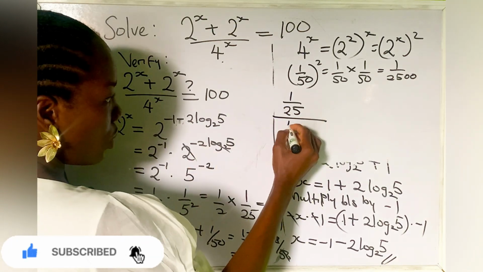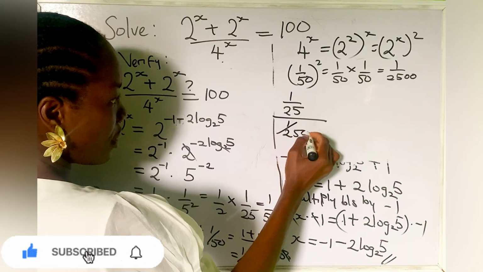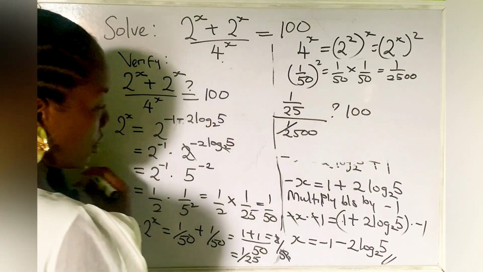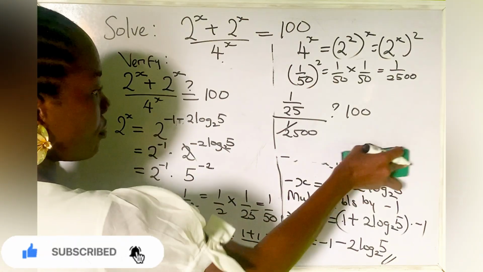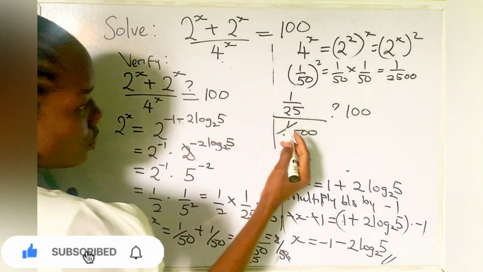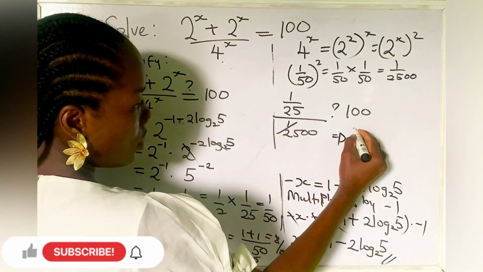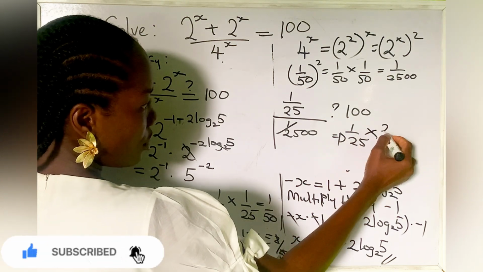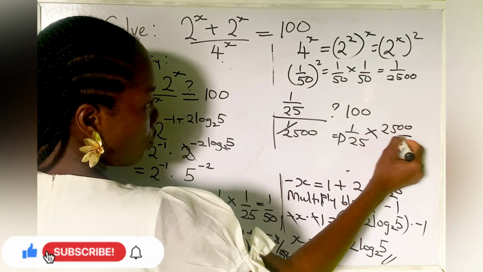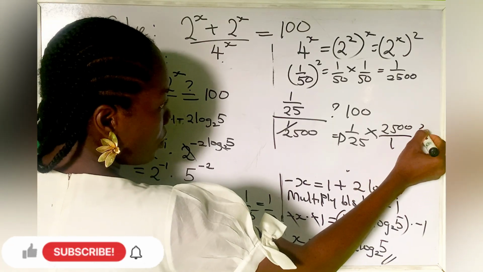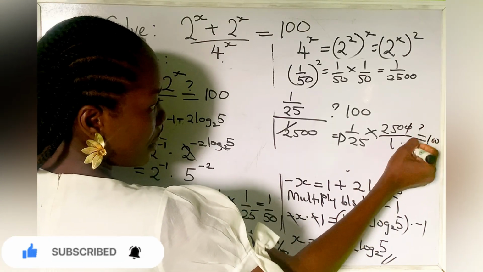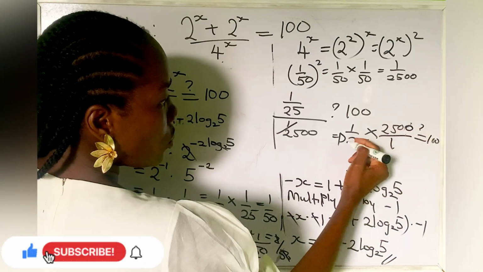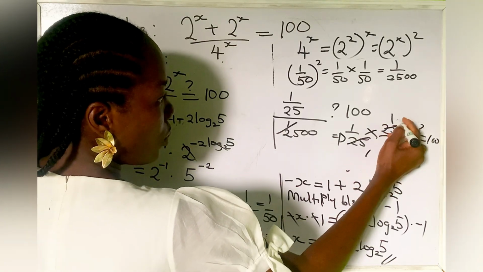So now we'll have 1 over 25 divided by 1 over 2500. Is it equal to 100? Okay. Now this will be 1 over 25 multiplied by 2500 over 1. Is it equal to 100? 25 here, 1; 25 here, 1, 0, 0.